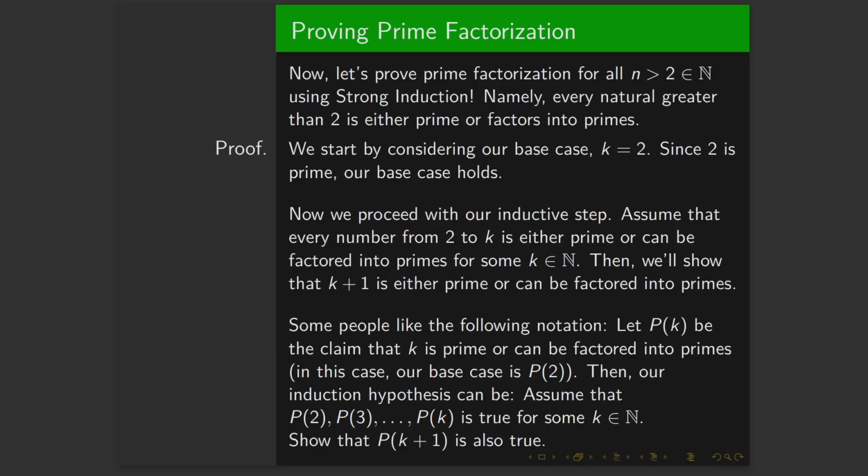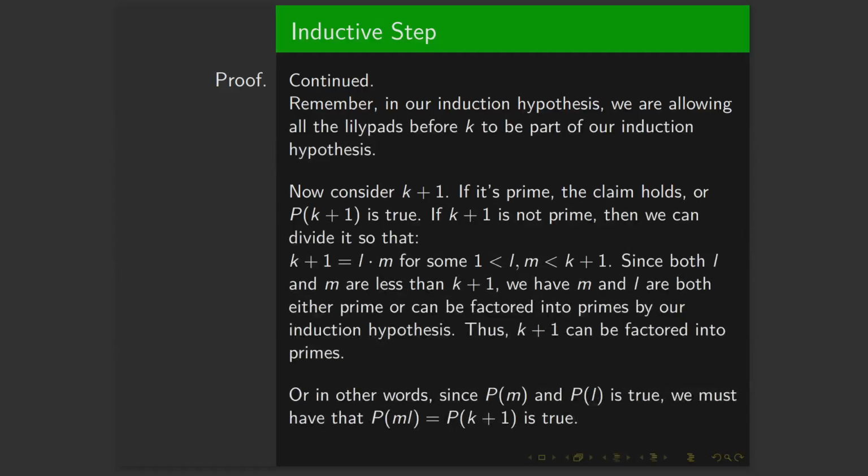So this is just two ways that you can think about the problem. We can either think about it directly or in terms of this P notation, which tells us, hey, P of this number, is it true or false? And we have to show that it's true for every single number. So remember, in our induction hypothesis, we're allowed to use every lily pad before k, not just the kth lily pad, because we're using strong induction.